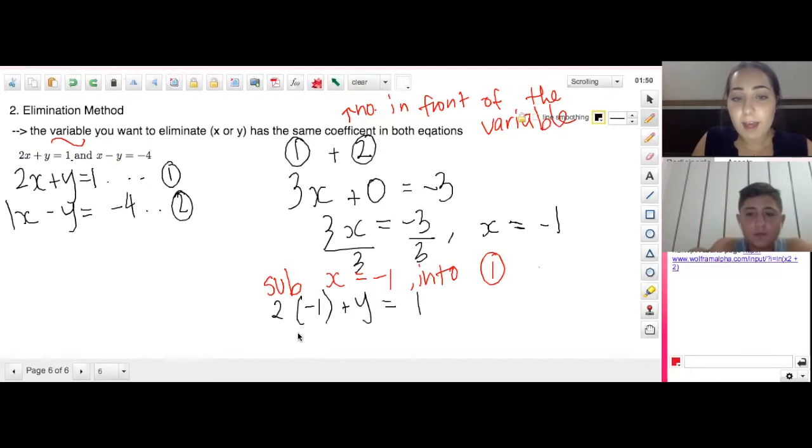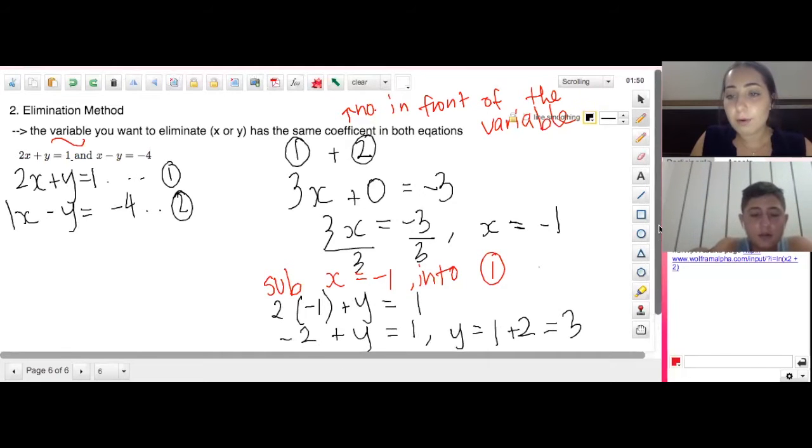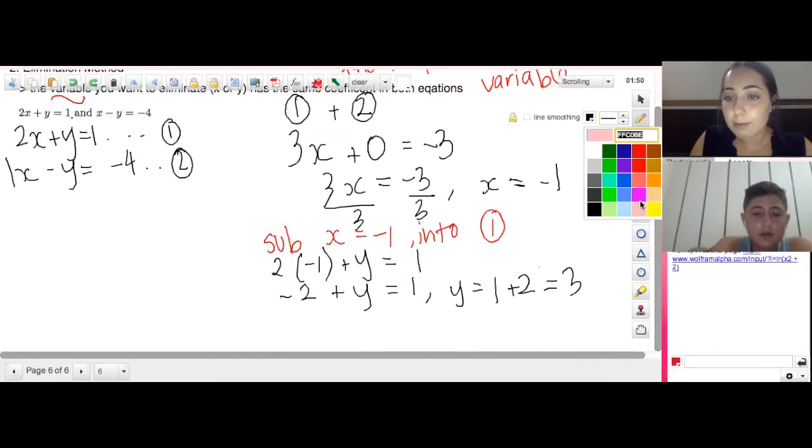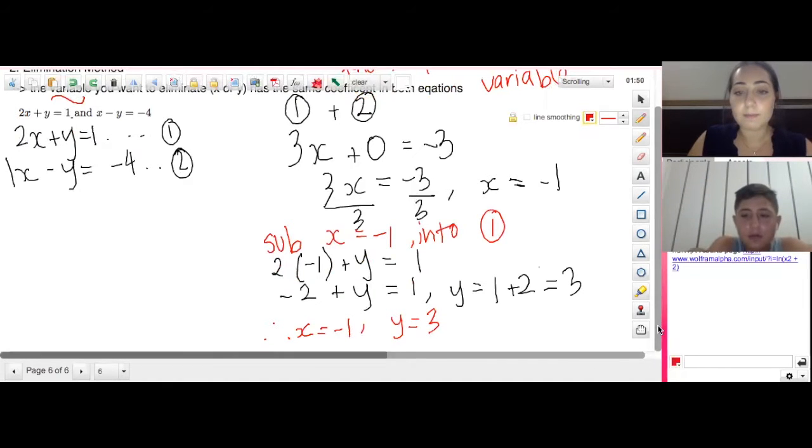So we simplify that, we get negative 2 plus y equals 1. And we move the negative 2 over to the other side. So what we're left with is y equals 1 plus 2. 1 plus 2 is 3. So therefore, we now have both variables. So therefore, x equals negative 1 and y equals 3.